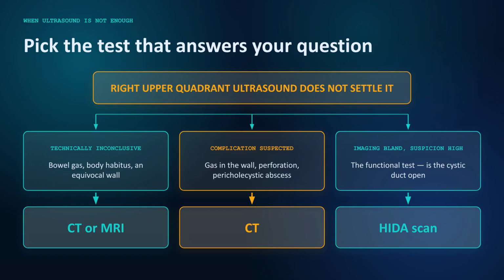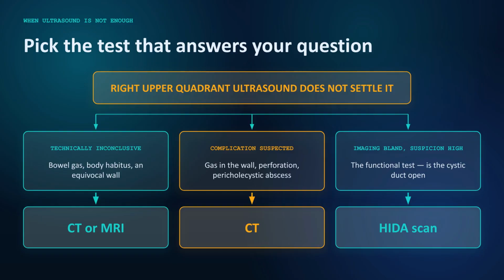What if the ultrasound does not settle it? Follow this tree. If the study is technically inconclusive, bowel gas, body habitus, or an equivocal wall, move to computed tomography or magnetic resonance imaging. If you suspect a complication, gas in the wall, perforation, or an abscess, go straight to computed tomography. It is far better at showing those. And if the imaging is unremarkable but your clinical suspicion is still high, that is the moment for a hepatobiliary scan. Each branch answers a different question.